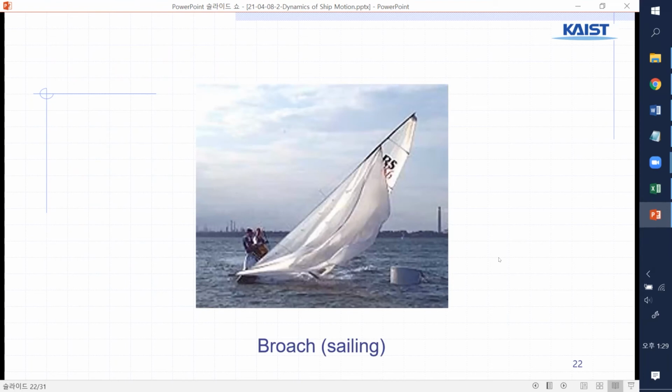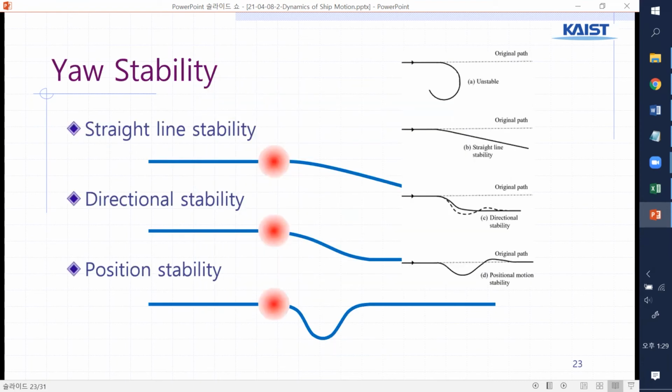And broaching is something like this in a sailing yacht. Because of the yawing motion, it can make the sail collapse because the angle of attack is not in the correct position, so the sail fails to make lifting forces. And yaw stability we call directional stability. One is straight-line instability, meaning once there is a disturbance, it goes in that direction as it is.